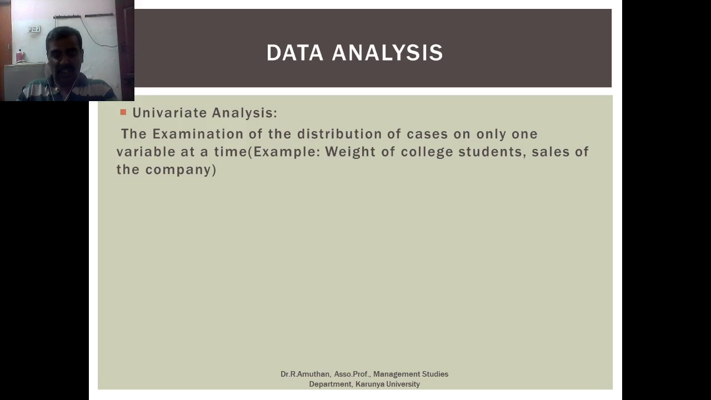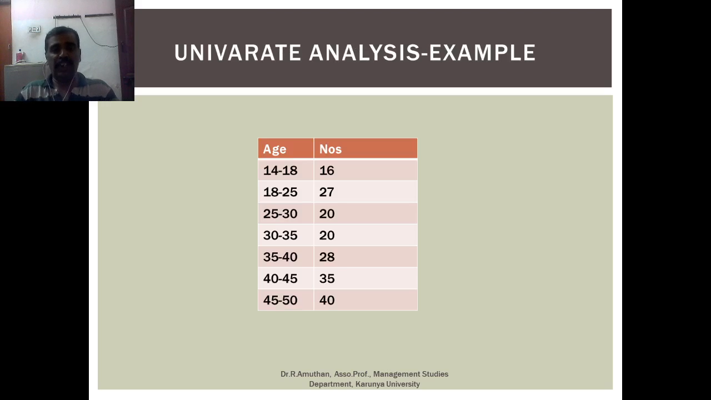Just see the example of this. I've given a univariate analysis example here. The age of the respondents between 14 to 18, 16 were picked. 18 to 25, 27 were picked. 25 to 30, 20 were picked. 30 to 35, 20 were picked. 35 to 40, 20. So the numbers were given. This is purely an analysis. I prepared a simple table. Do you have any confusion in that? Certainly not. So this is purely univariate analysis.